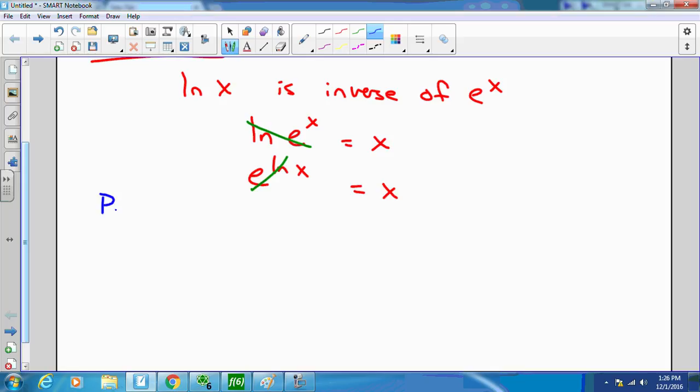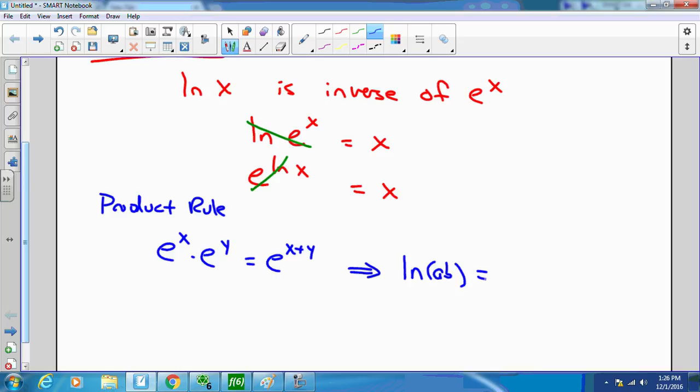So we had a product rule for exponentials. e to the x times e to the y equals e to the x plus y. And so when I essentially take the log of both sides of that, what I get is that the natural log of a times b is the same as the natural log of a plus the natural log of b. This is the product rule for logs. The log of a product is the sum of logs.